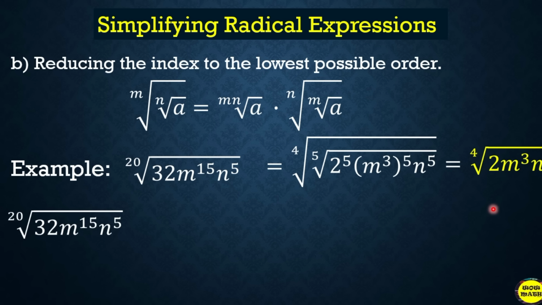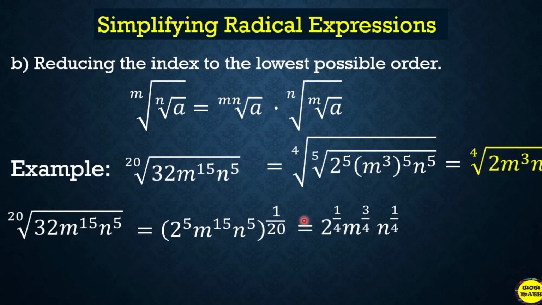So pwede rin, may isa pang paraan. Okay, gaganito natin. No? So, kukunin natin lahat yung nasa loob ng radicand natin and then raise to 1 over 20 kasi 20 yung index natin. And then ito, pwede natin i-multiply. No? Applying the law of exponent, di ba? Power of a power yan, no? Power of a power. So that is 5 times 1 over 20, that is 2 raised to 1/4.